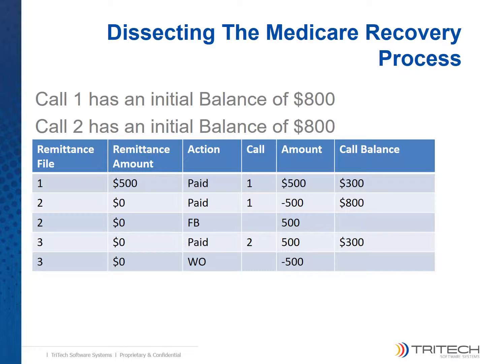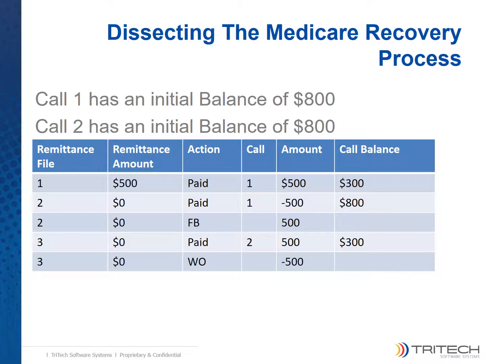So let's look at what happens when we receive the third remittance file. The third remittance file comes in, and in this case, again, it says that the check amount is 0. It says, though, that in the claim area we were paid on call number 2 a total of $500, and when we apply that payment to call number 2, we have a call balance of $300.